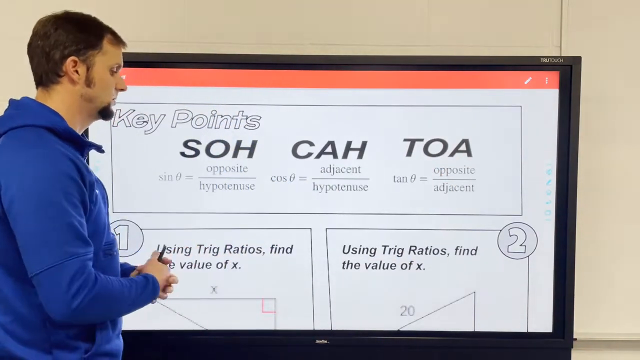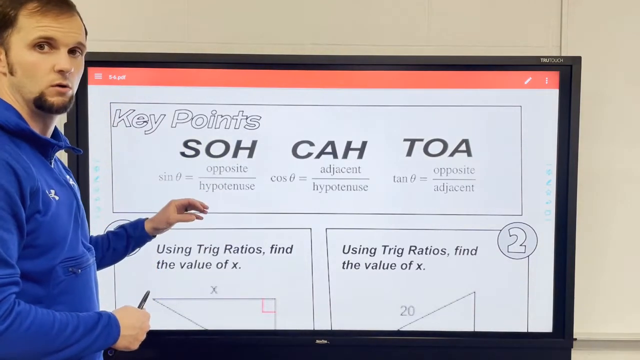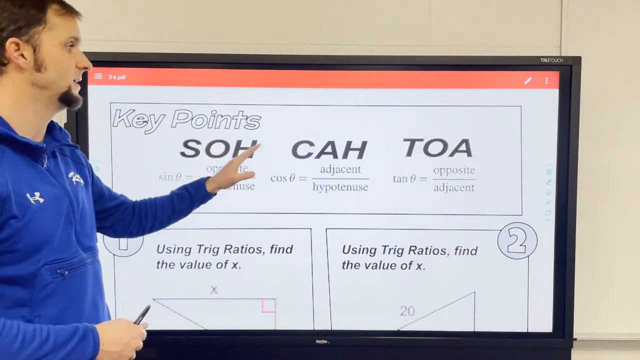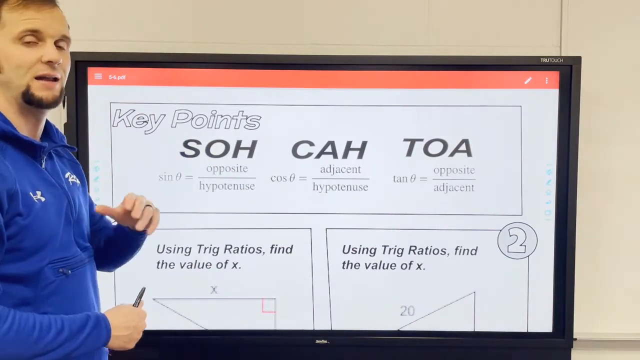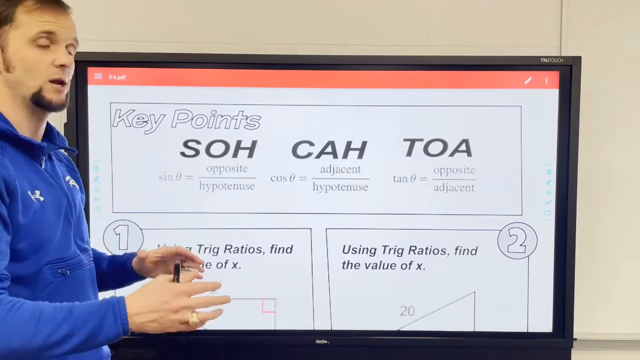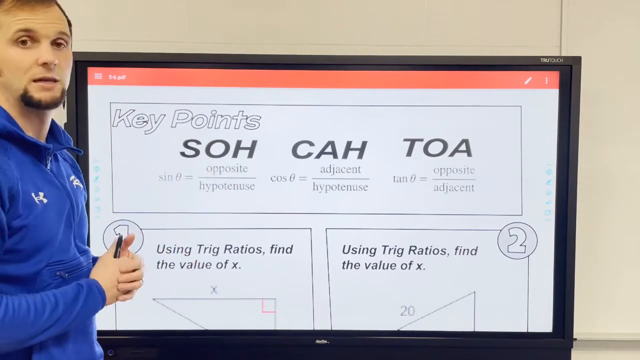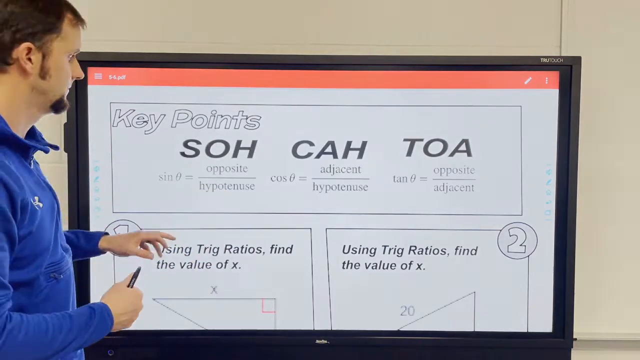So what's going to happen is we're going to end up being given an angle, and we're going to have to determine which one of these am I going to use. And then we're going to use that ratio and end up finding a missing side by using the ratio, okay? So let's go ahead and look at example number 1 so I can show you how to do that.